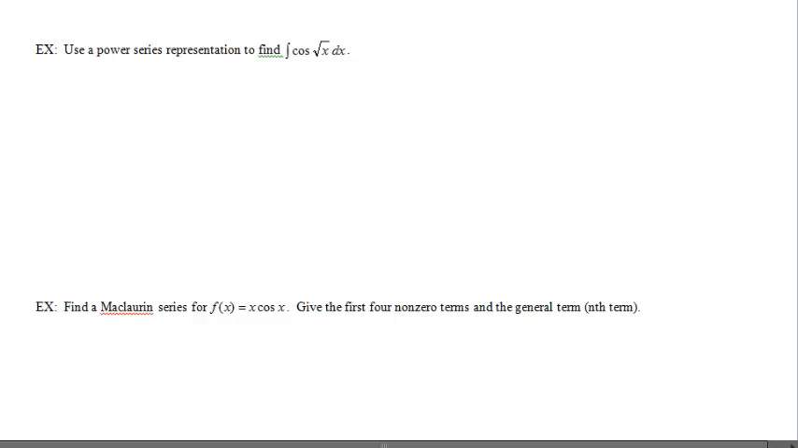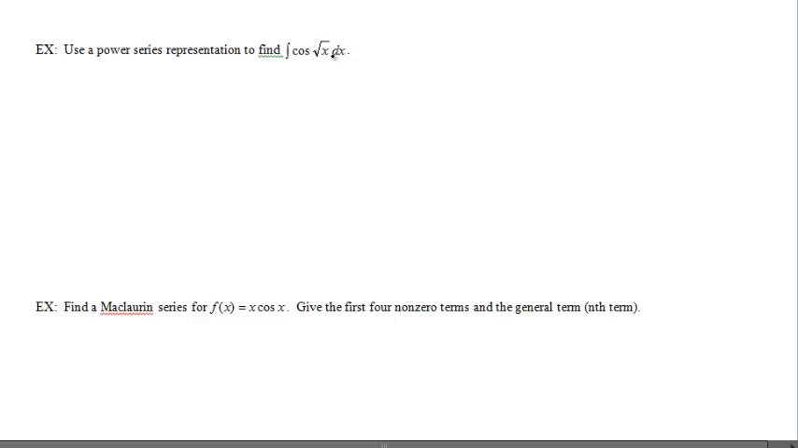All right, use a power series representation to find the integral of cosine square root of x. Ah, yeah, great example here. You know, we can't find an antiderivative for this. We couldn't integrate this. We don't have any technique to do that, though. Well, this year, anyway. U substitution would fail. It's not an inverse trig integral.